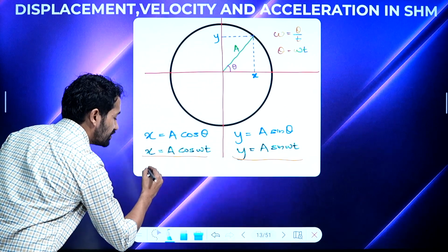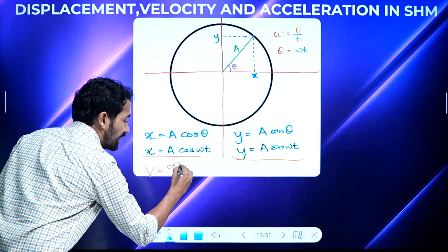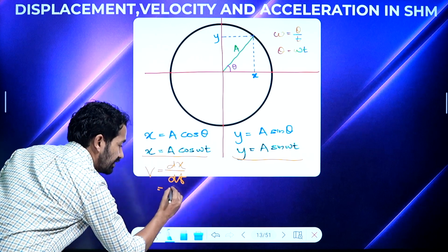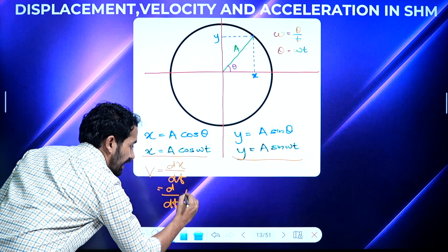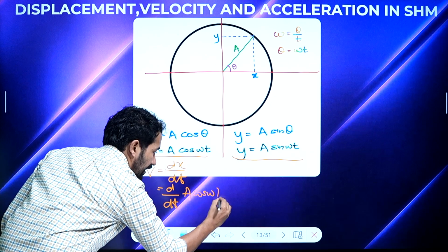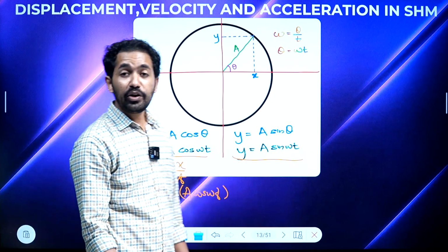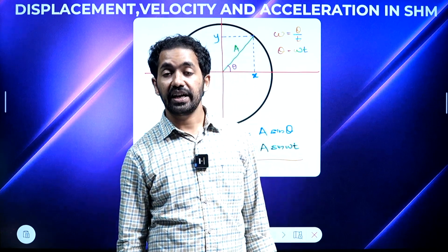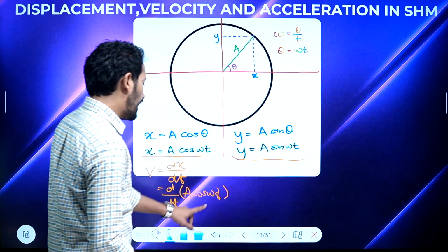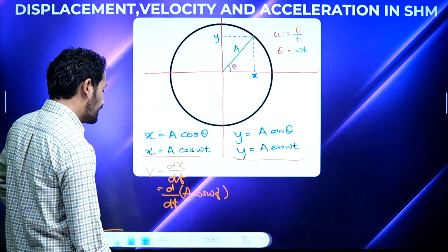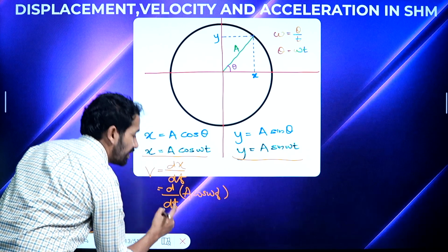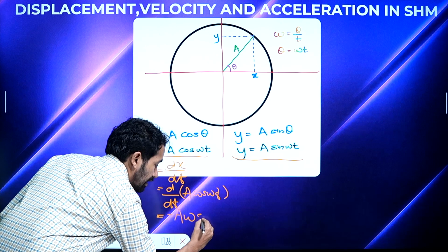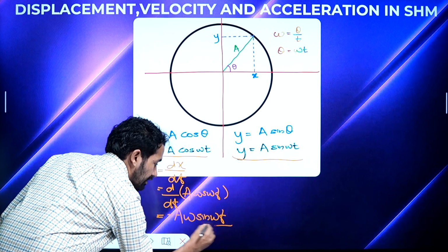Now how will the velocity equation be? You know that velocity v is equal to dx divided by dt, or this is equal to d by dt of a cos omega t. When you differentiate cosine, it is minus sine. d by dt of cos theta is minus sine theta, and d by dt of sine theta is cos theta, and one omega will be taken outside. This will be minus a omega sin omega t.